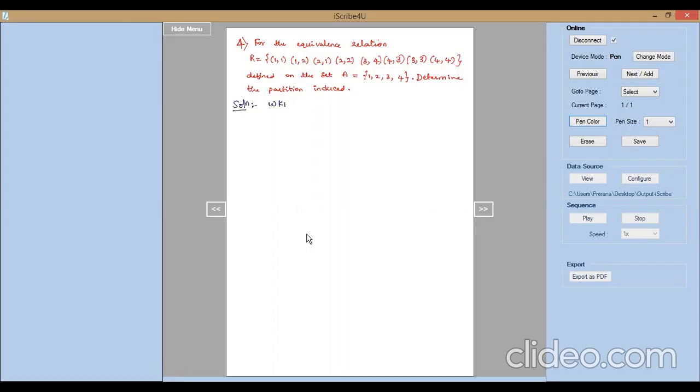So we know that equivalence classes on the set A with respect to R is given by, this is the symbol for the equivalence class of a. So the equivalence class of a is equal to x belonging to the set A such that x is related to a.